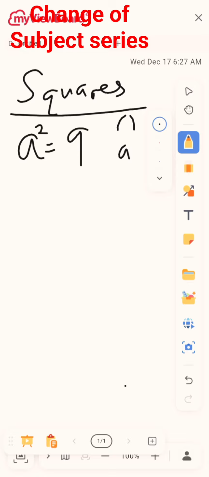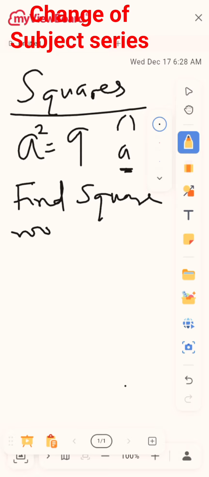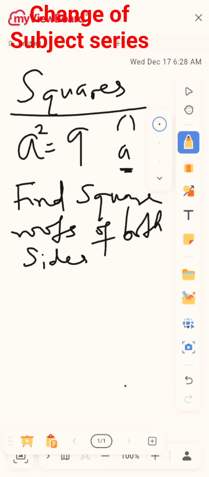Now, just like subtraction is the opposite of addition, and addition is the opposite of subtraction, so also square root is the opposite of squares. So when you have a square equals 9 and you want to make a stand alone, you want to make a the subject of the formula, the ideal thing is to find the square root of both sides. So square root is the opposite of squares.